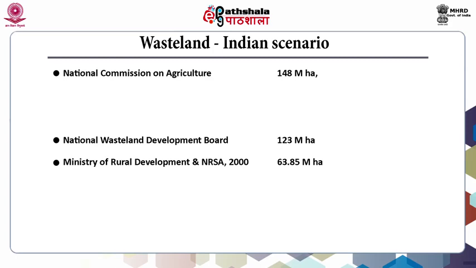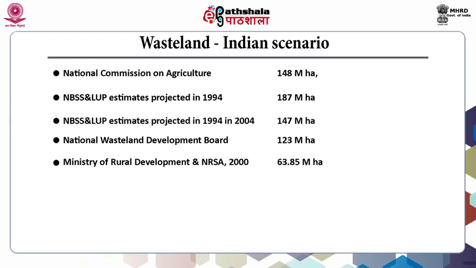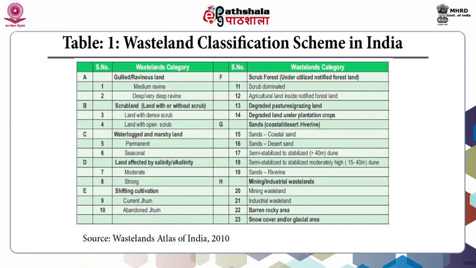National Commission for Agriculture as per 1976 is 148 million hectares. NBSS LUP estimates projected in 1994, 187 million hectares. Estimates in 2004, it is 147 million hectares. National Wasteland Development Board estimates it as 123 million hectares. Ministry of Rural Development NRSA as per 2000 reports, 63.85 million hectares. Then Table 1 gives the wasteland classification scheme in India.